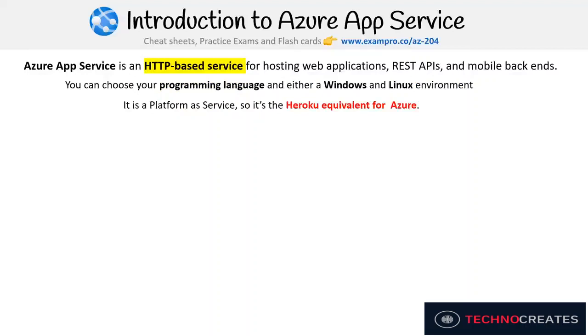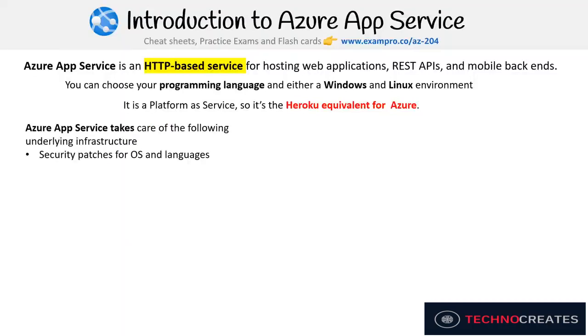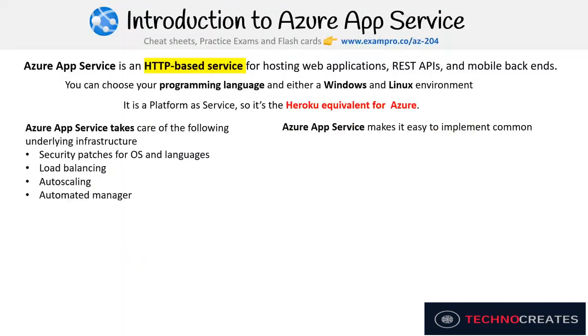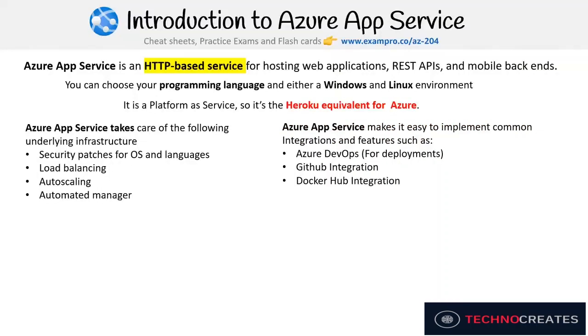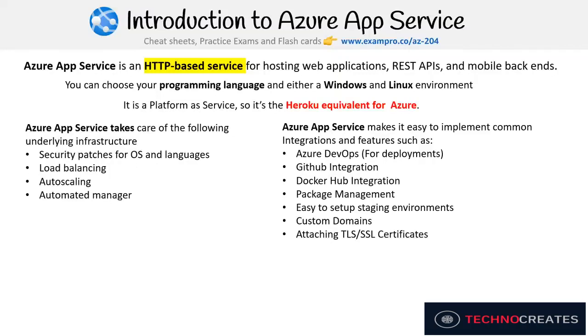So if you've ever used Heroku, it is basically the Heroku of Azure. And so Azure App Service takes care of a lot of the underlying infrastructure for you. So it can do security patches of the OS and languages, load balancing, auto scaling, automated management. And then there's a lot of things that you can implement, such as integrations with Azure DevOps, GitHub, Docker Hub, package management, easy to set up staging environments, custom domains, attaching SSL certificates. So you can see that it just basically takes care of everything for you, if it's really hard or time consuming for you to do all this on your own in Azure.